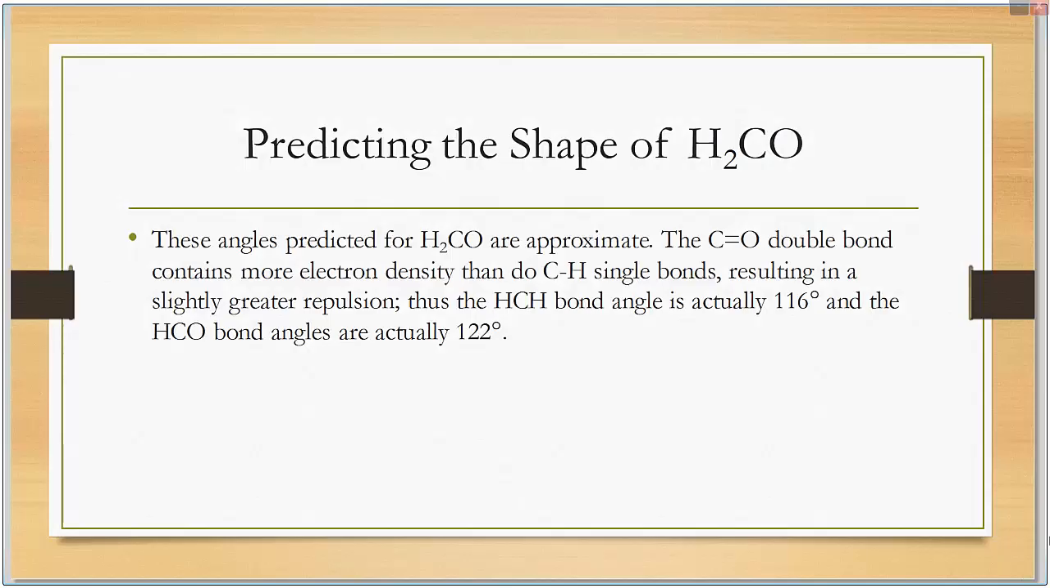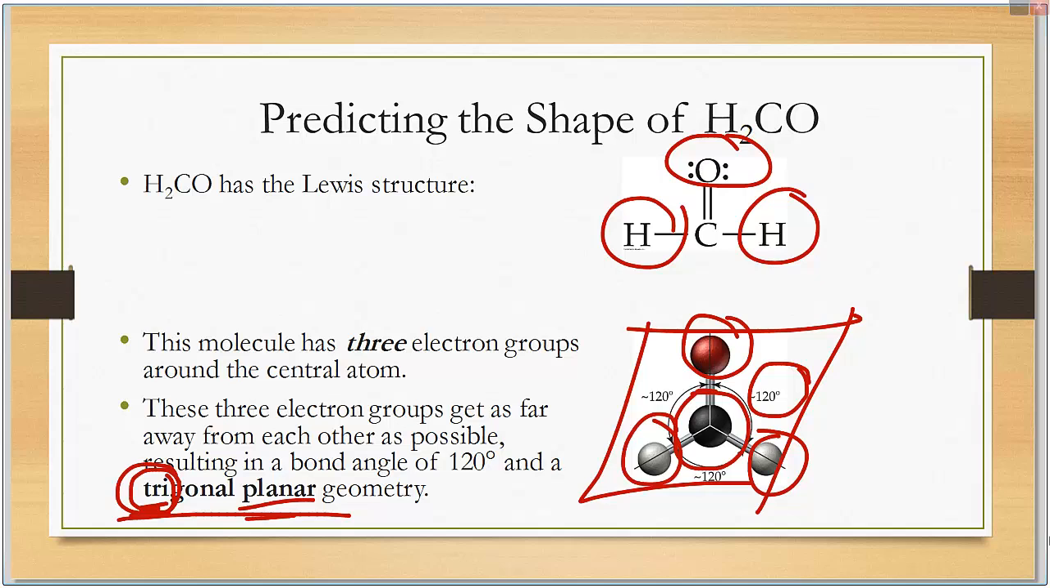Now these bond angles predicted for H2CO are approximate. The C=O double bond contains more electron density than the C-H single bonds, resulting in a greater repulsion. Thus the H-C-H bond angle is actually 116 degrees. Let me show you what I mean. If we look at these, there's more electron density up here. There's more electrons, so it's going to push the other ones down, thus making this bottom angle actually smaller. Let's take a look at that again.